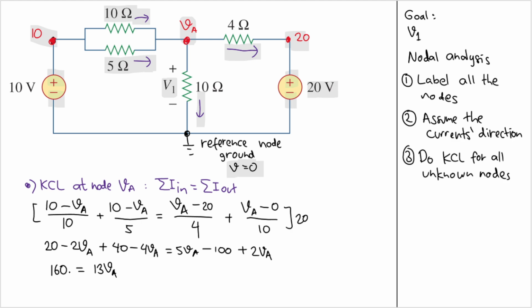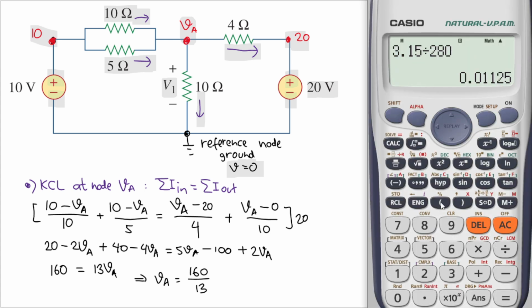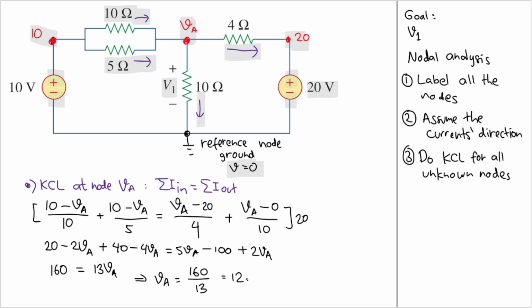Okay, now what we can do is we divide both sides by 13, right? So we will have VA here is equal to 160 divided by 13. And what is the value of that? 160 divided by 13, that should be 12.31 volt. Okay, that is our value of VA, right? So 12.31 volt.